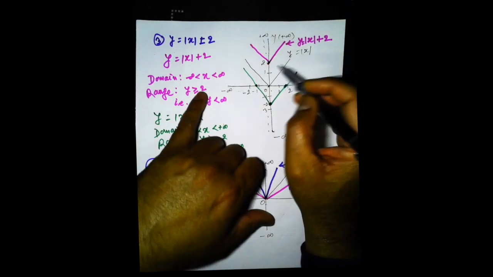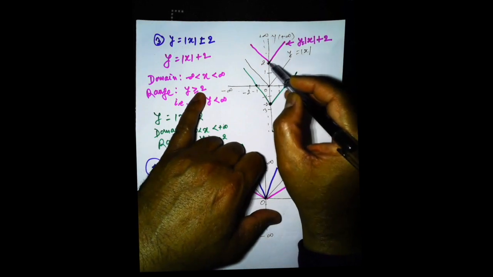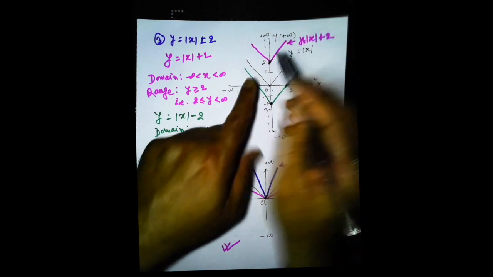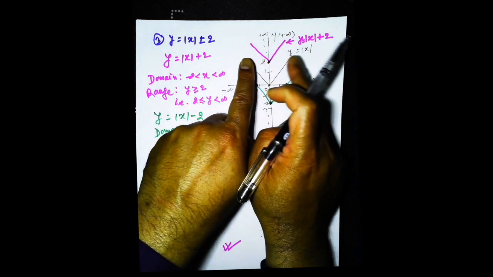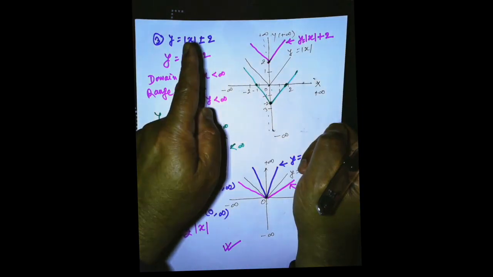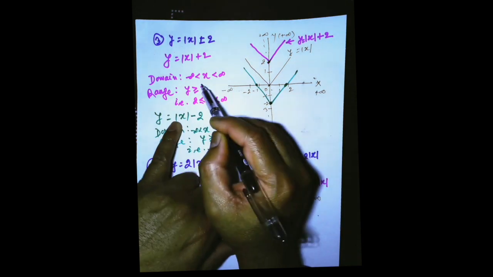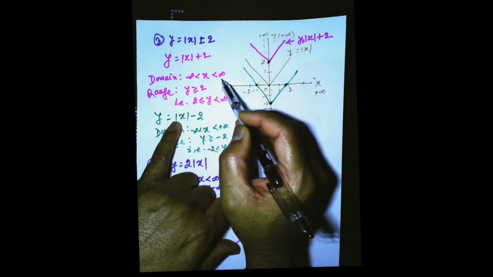In that case, if you want to discuss the domain and range of the given graph in this color, you can see as you go up from 2 towards along the positive y-axis, then what happens? X will keep on extending towards negative from both the sides, towards the infinity from both the sides. That is towards negative infinity to positive infinity. Therefore, the domain for this function is negative infinity to positive infinity.